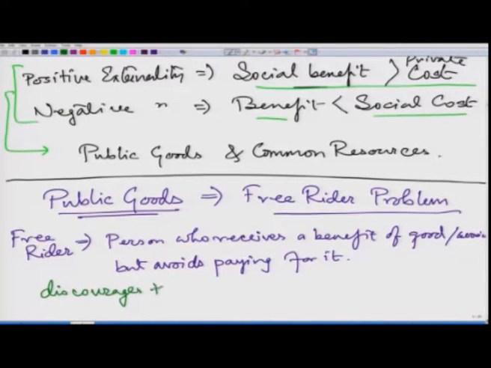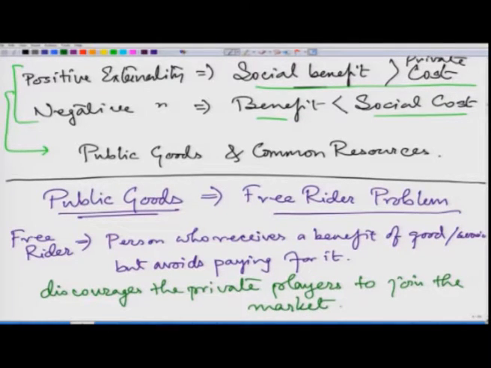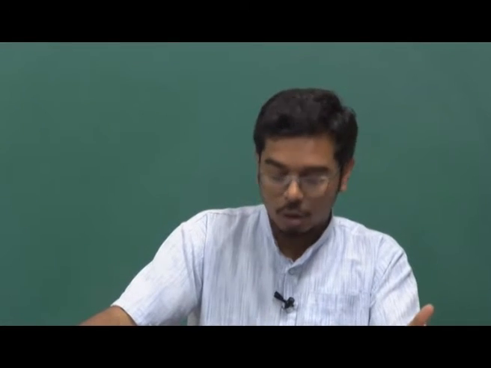Say somebody has a health card, I am utilizing that for my health benefit, and maybe the person has paid for that health card, or pays a subscription fee. That is where a free rider problem can occur. And if there is a free rider problem, it discourages the private players to join the market, because then there will be people who are not paying but who are availing those services. That is a loss for the private companies. They are profit making agencies, so they cannot entertain people who are not paying but availing the services.